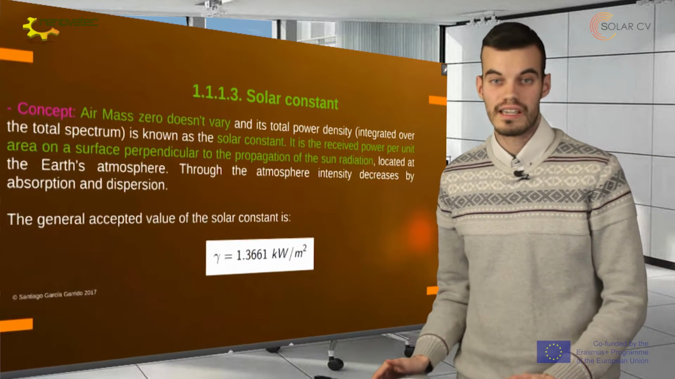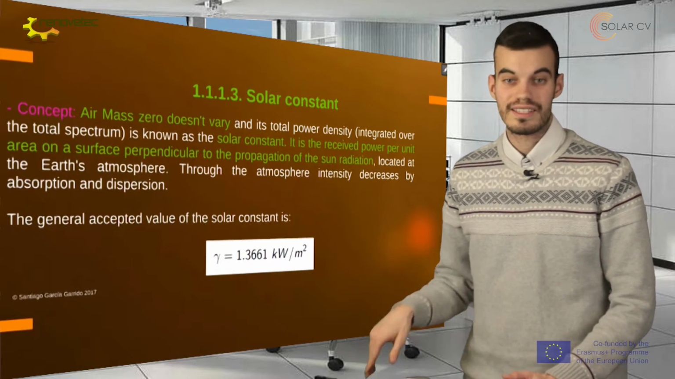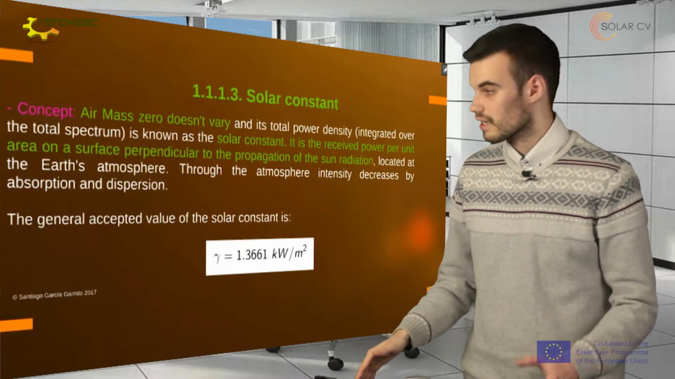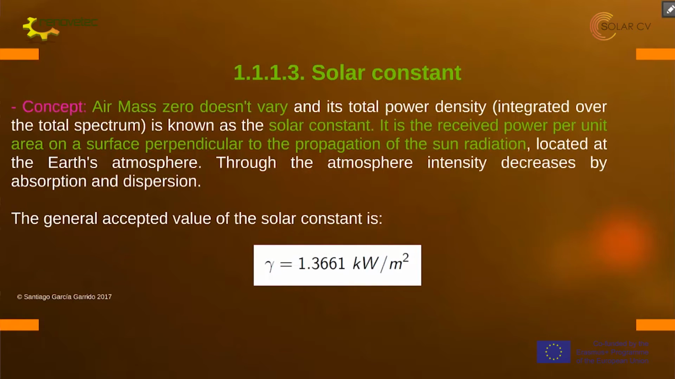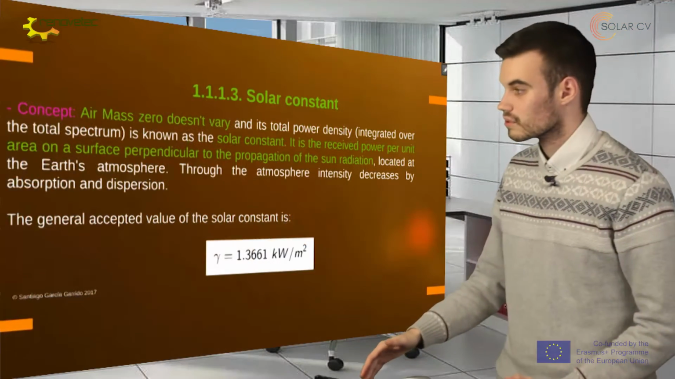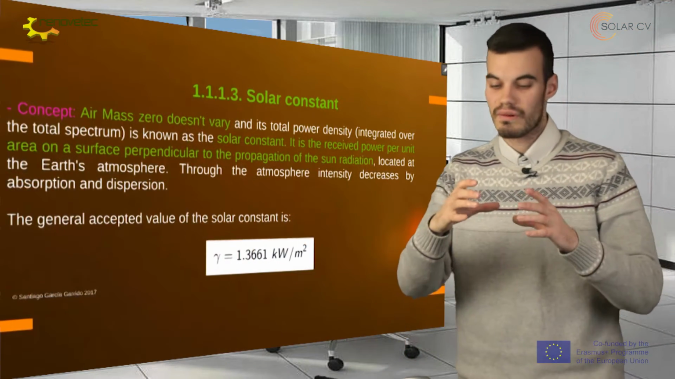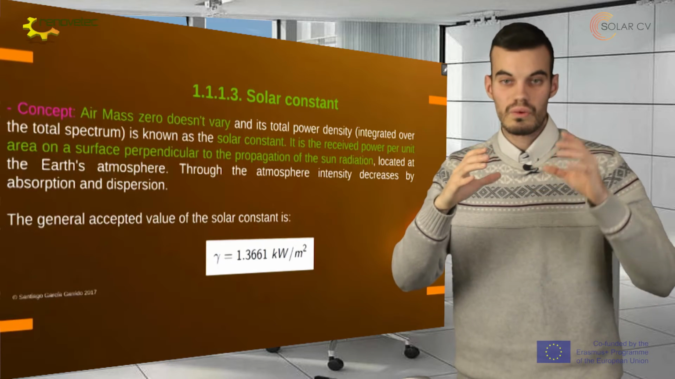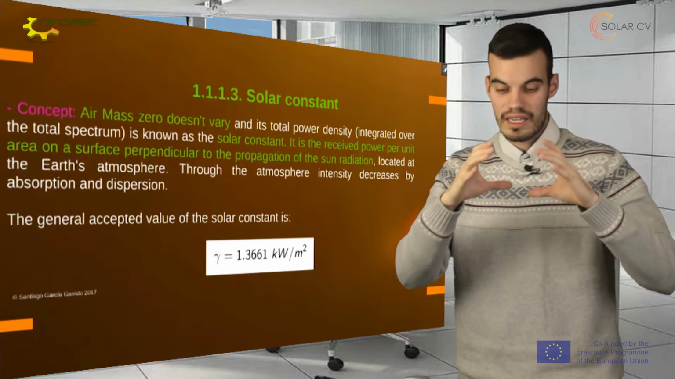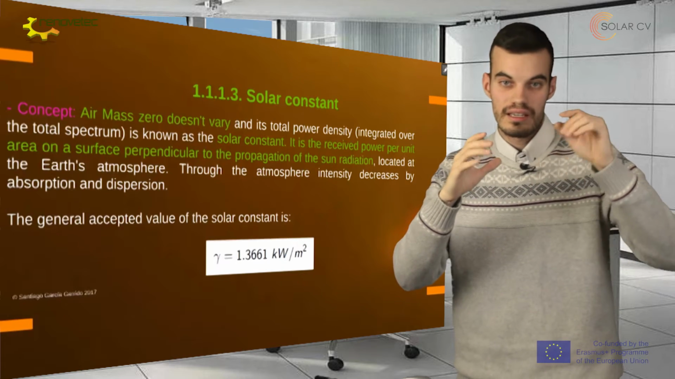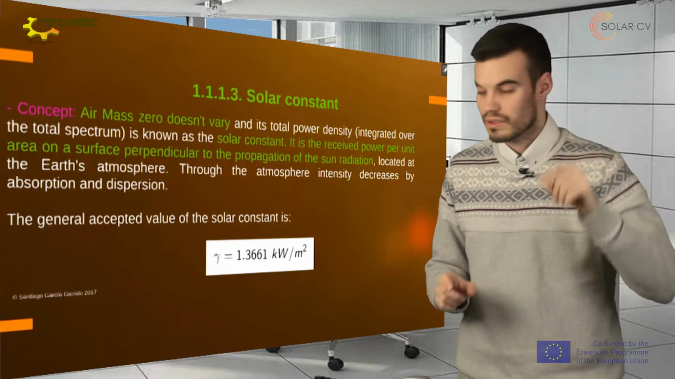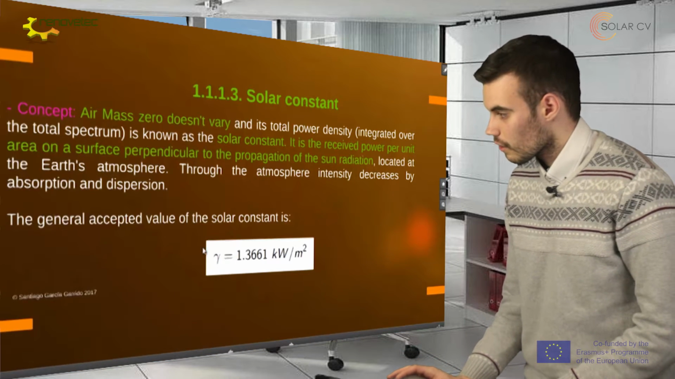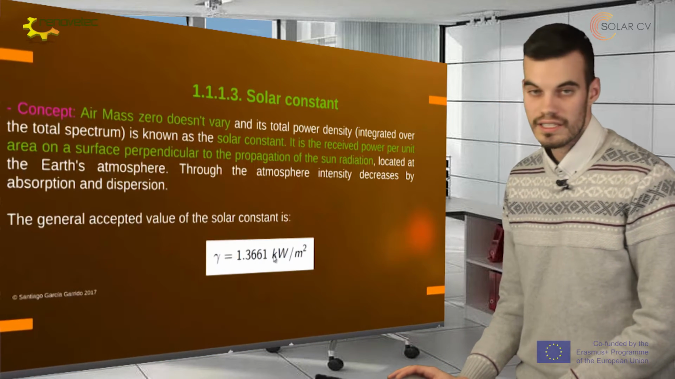There is a special case, and this is air mass 0, which is the air mass in free space. Air mass 0 doesn't vary, and this is the total power density integrated over the total spectrum, i.e. from 0 wavelength to infinite wavelength, and is known as the solar constant. Solar constant is really the radiation at the Earth's surface, i.e. watts per meter square, and this is 1,300 watts per meter square.